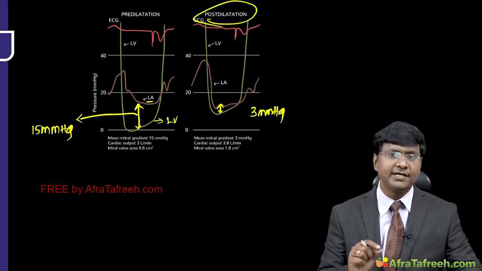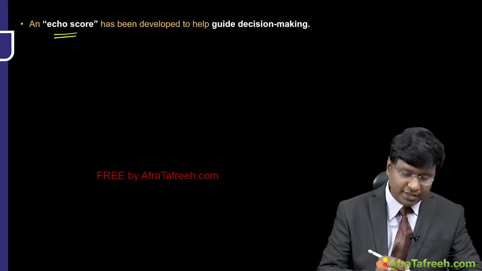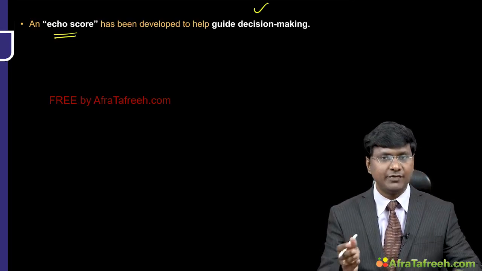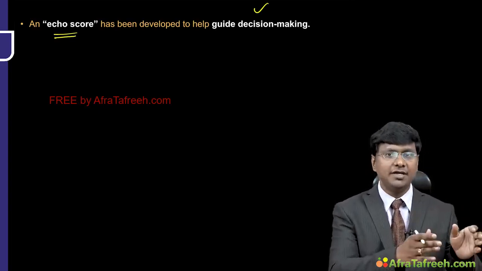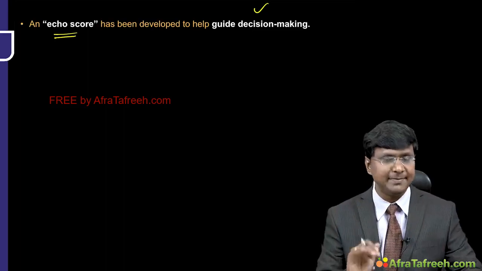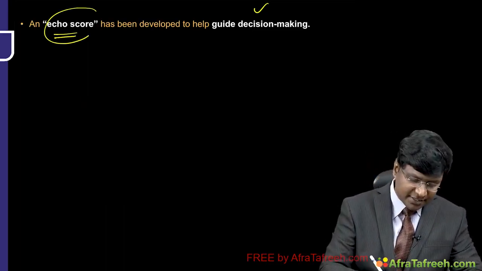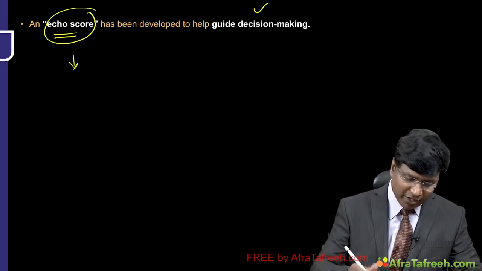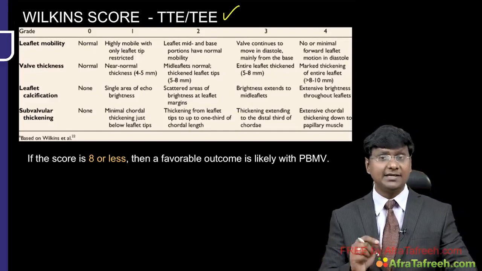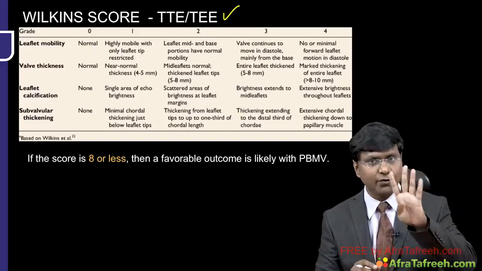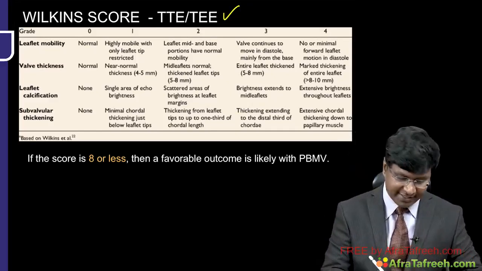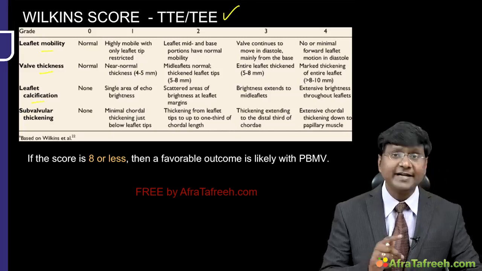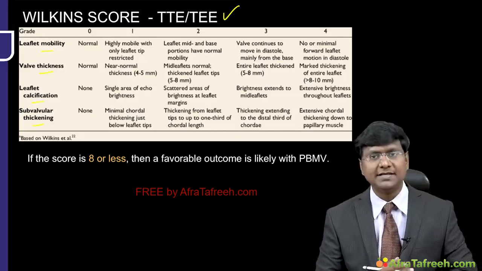And one more important point, we have a scoring system called the echo score. This echo score has been developed to guide the decision making, whether to do percutaneous balloon mitral commissurotomy or whether to do mitral valve replacement. So what is the name of this echo score? It is called the Wilkins score. Now, what are the parameters that we take in the Wilkins score? There are totally 4 important parameters: leaflet mobility, valve thickness, leaflet calcification, and then subvalvular thickening.